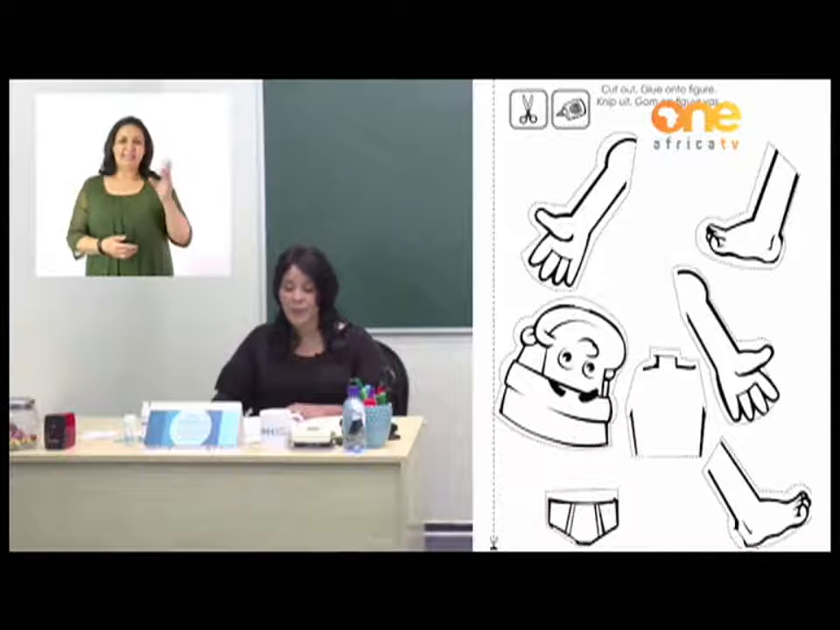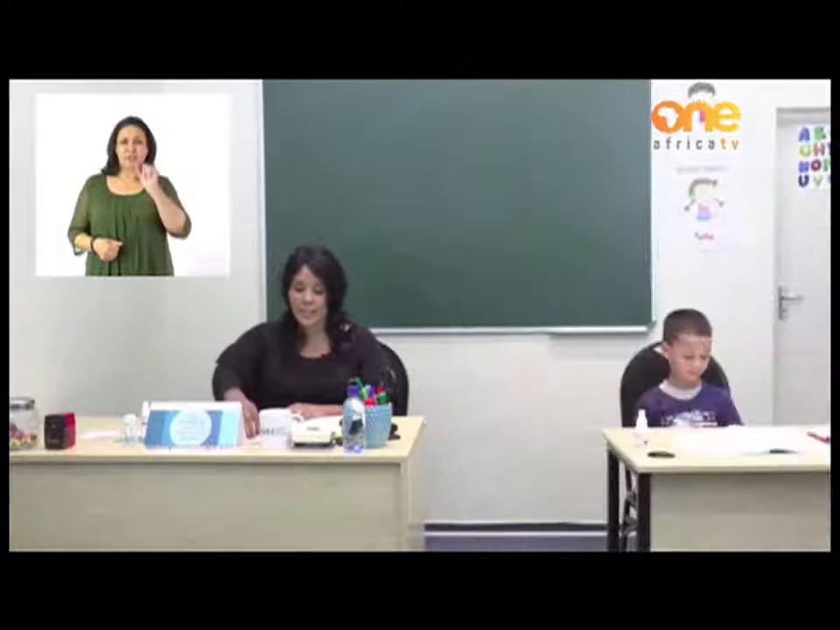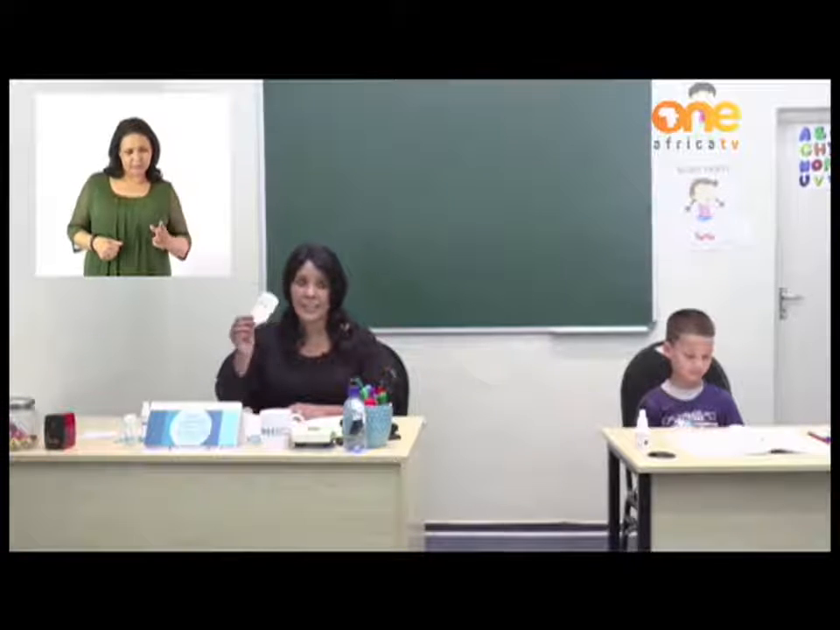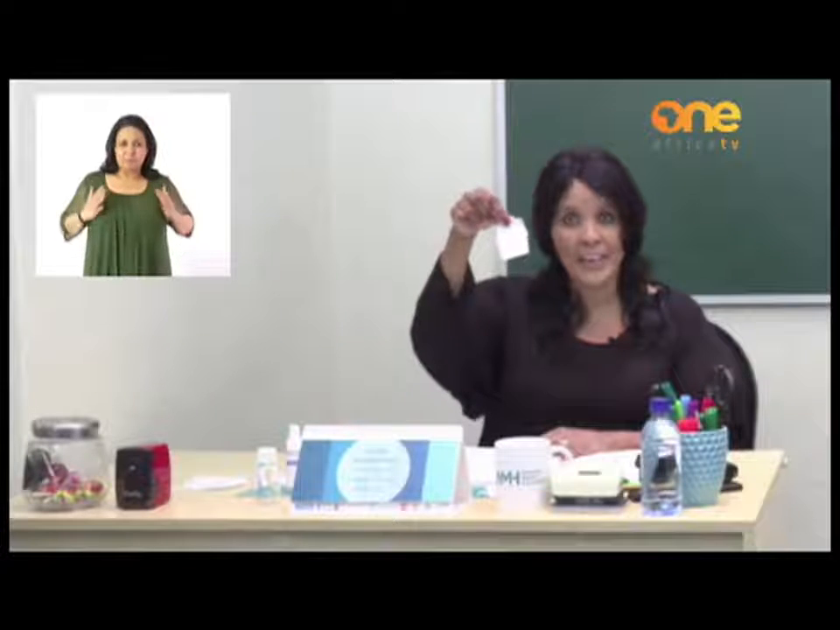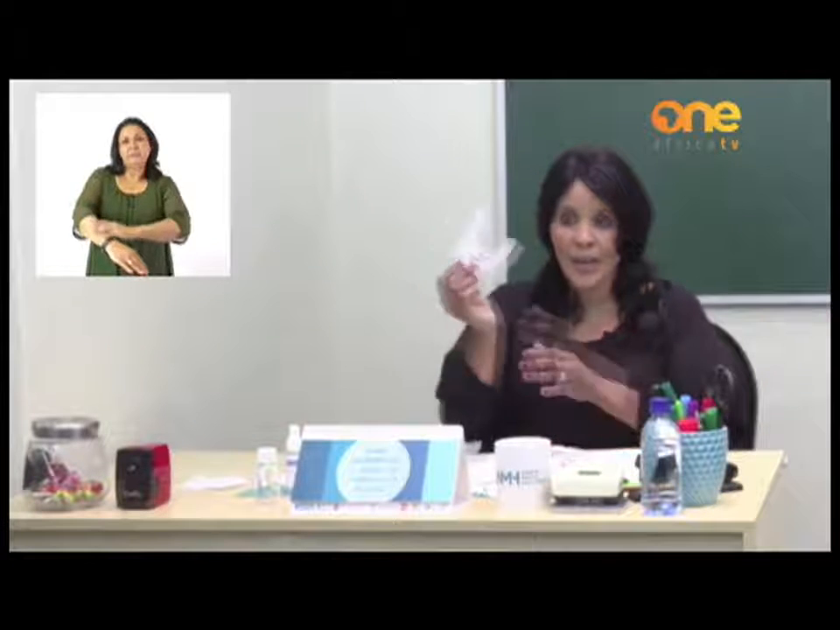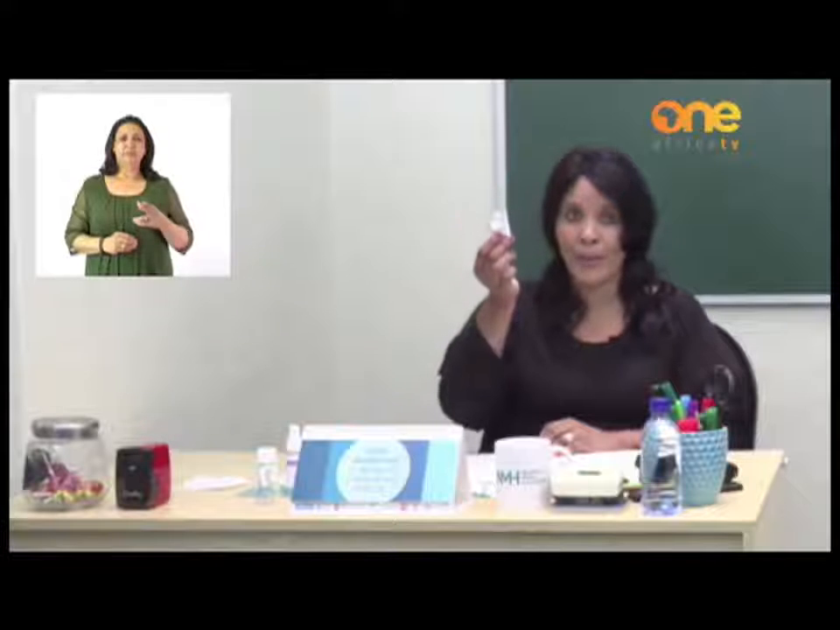You will see the different body parts of the boy. Can you see the different parts? Now you take your scissor and you cut on the dotted lines. You can cut out the head, like I've done here. Then you cut out the body, like I've done here. And the arms. You cut out the arms. And the legs, like I've done here. And the pants for the boy.